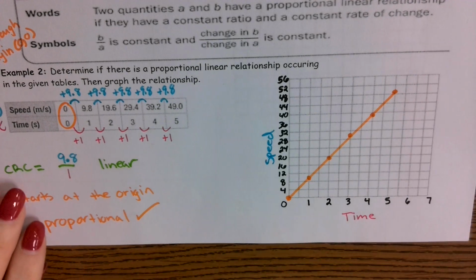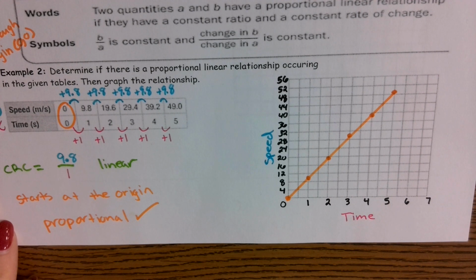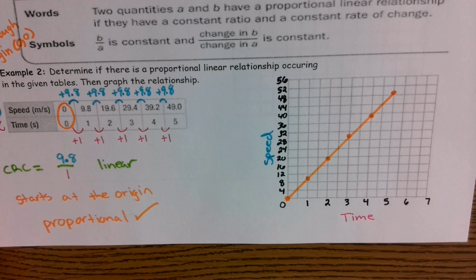So you're comparing those. You're going to identify if it has a constant rate of change, and will it start at the origin. Even if the table doesn't start at the origin, that doesn't necessarily mean that it can't go through the origin. You would just have to extend. If it's a linear relationship and it can go through the origin, then it would be proportional, and graph the representations.